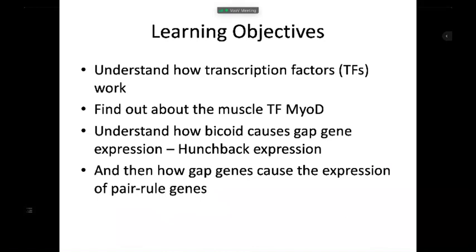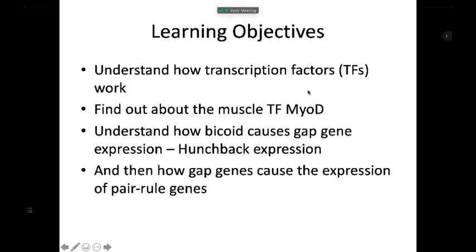So that is the end of the first lecture. And what did we learn? We understood how transcription factors work, either by opening chromatin, by binding to DNA to allow other transcription factors to transcribe DNA, or to transcribe DNA itself once those pioneer factors have bound the DNA.